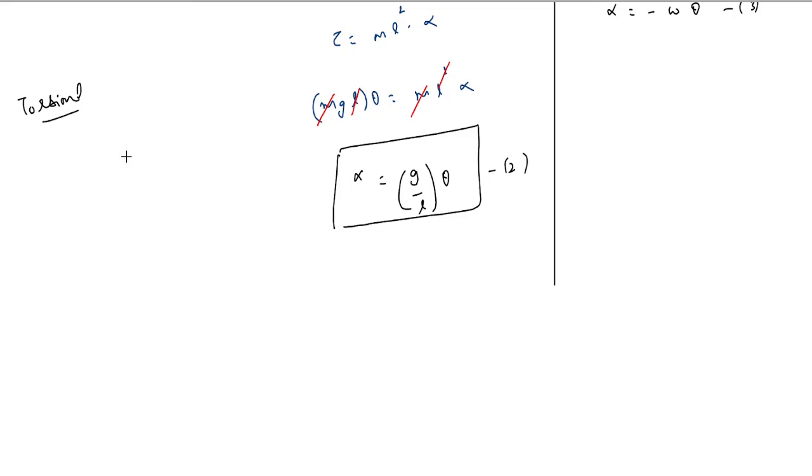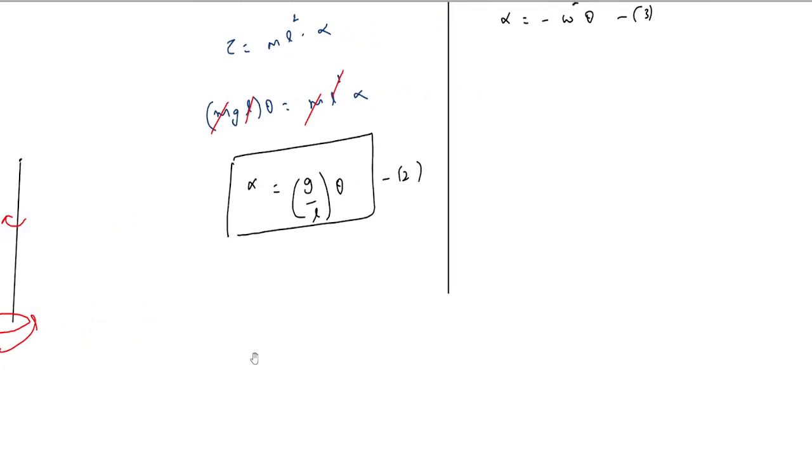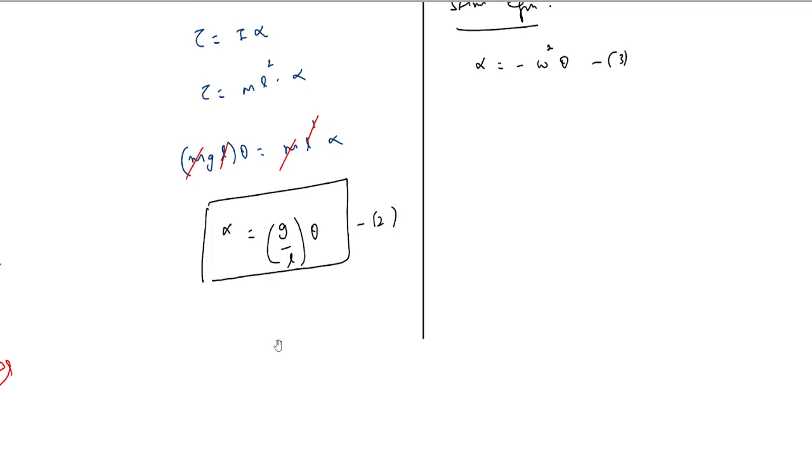For example, as in the case of a torsional pendulum, where we have a point of suspension, and a disc attached to this point of suspension, a disc like this, and if we twist it by an angle and leave it, it will oscillate around the edge of a circle. So in that case, alpha is equal to minus omega square into theta, where theta is angular displacement. Now comparing 2 and 3, we get that omega square is equal to g by L.